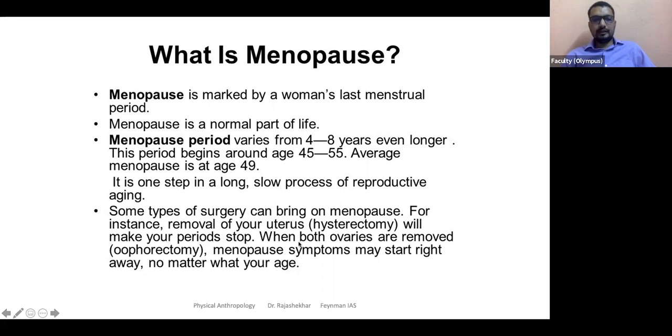When both ovaries are removed as well, it is known as oophorectomy, or ovary removal. With no estrogen, so no hormones, menstruation cannot be maintained, so menopause symptoms would start. It doesn't matter at what age this happens. Menopause can happen either naturally or because of certain events like this.